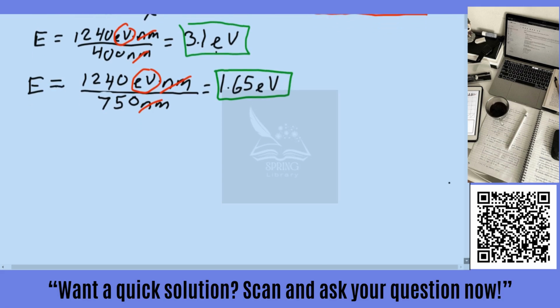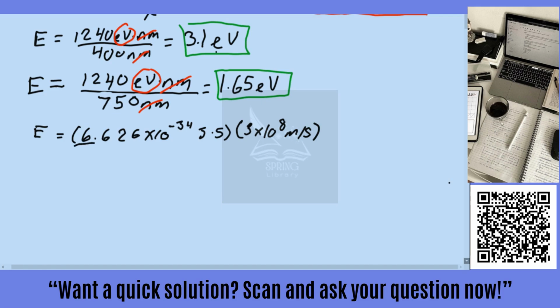And I want to do the same exact thing, only now in joules. So I can either convert these, or I can just recalculate it using Planck's constant and the speed of light. And so I'm going to do the second way here. So E is h times c, so h, 6.626 times 10 to the minus 34. And this is joules times seconds. And then our speed of light, 3 times 10 to the 8th meters per second.